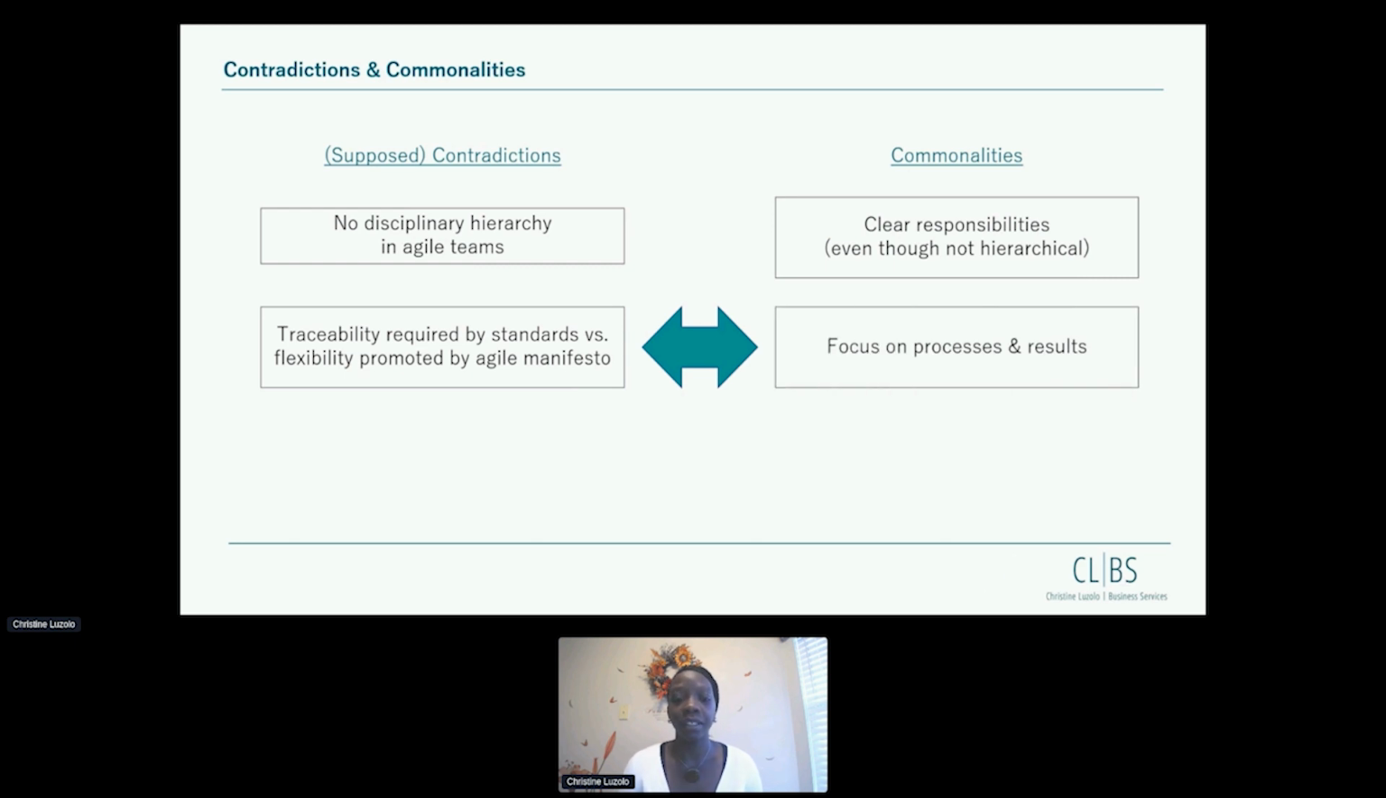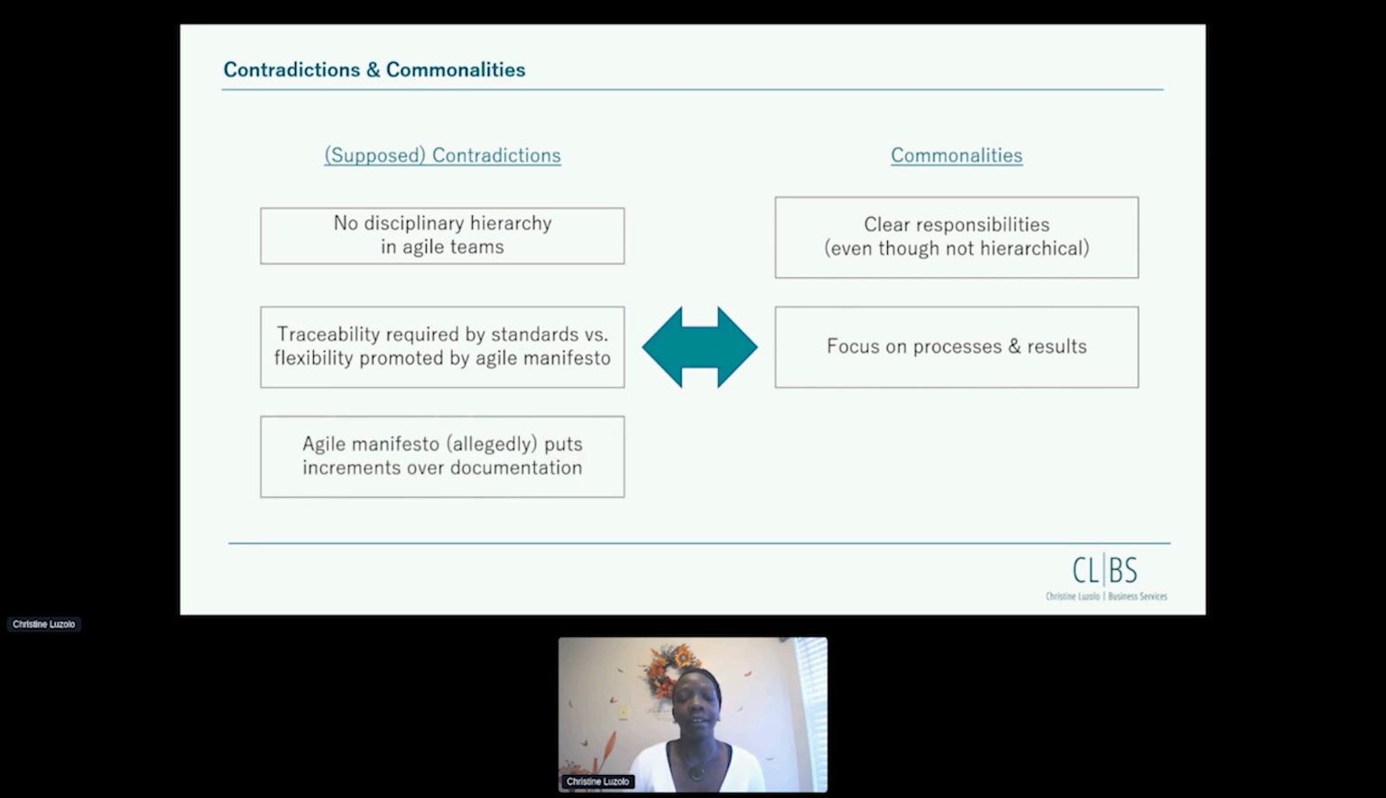But also here, what both have in common is a very, very clear focus on processes and results, in the standards as well as in the Agile frameworks. And this focus on processes and results will always require you to also orderly process changes that you make to a strategy.